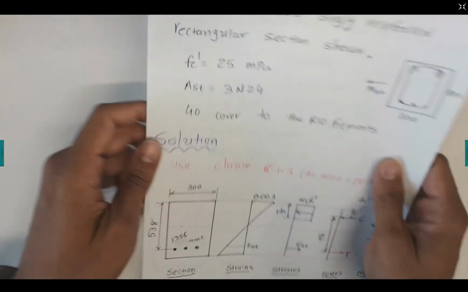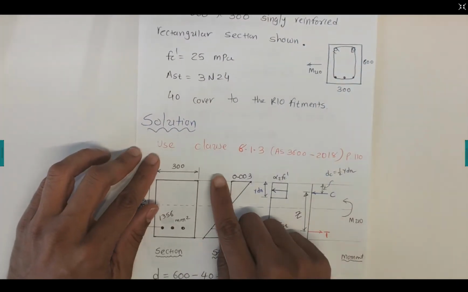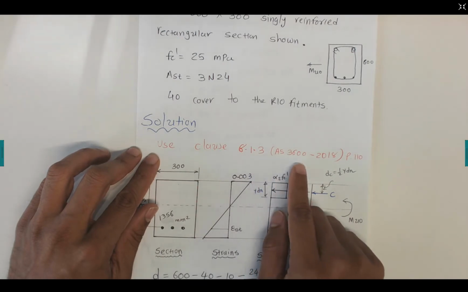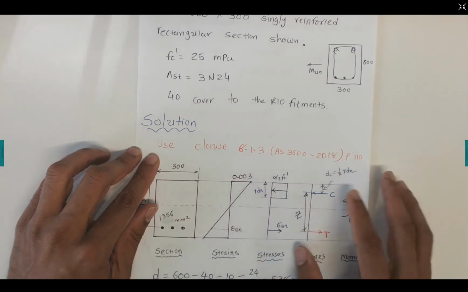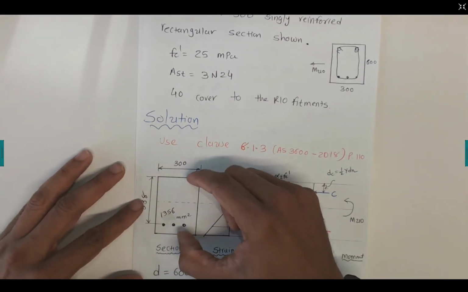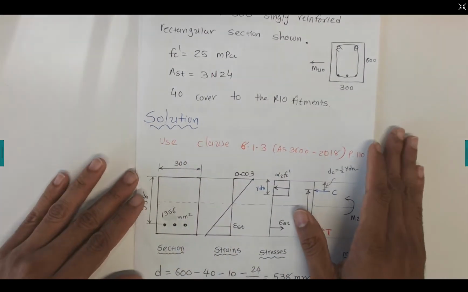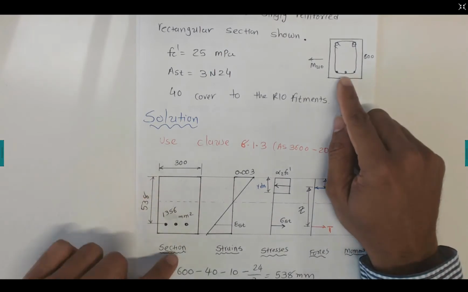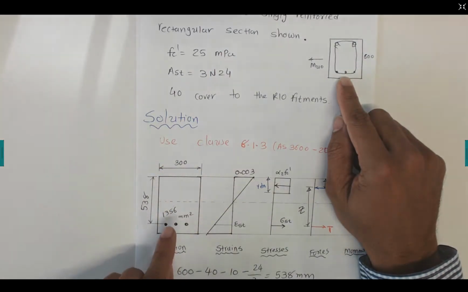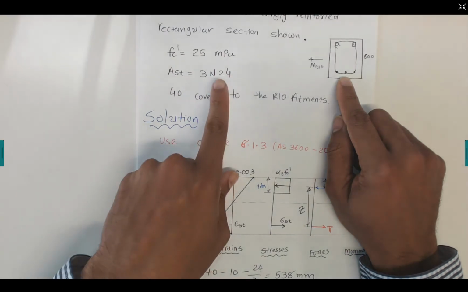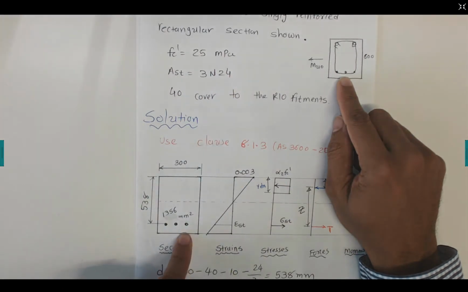Now to solve this, we're going to use clause 8.1.3 in AS 3600 on page number 110. Now I draw this stress block and the beam cross section here, which is 300 millimeters by 600 millimeters. It has 3 reinforcing bars, and they are N24.